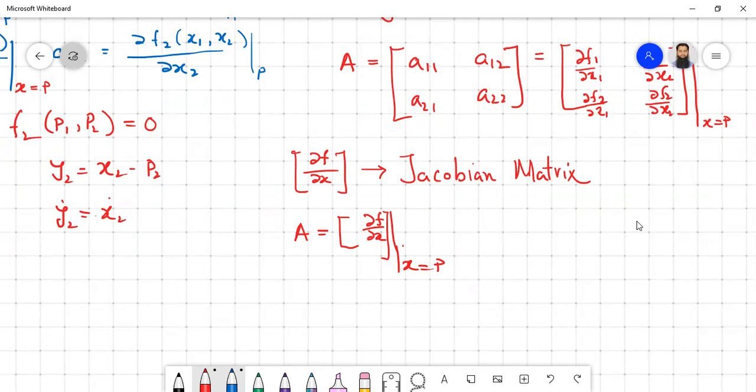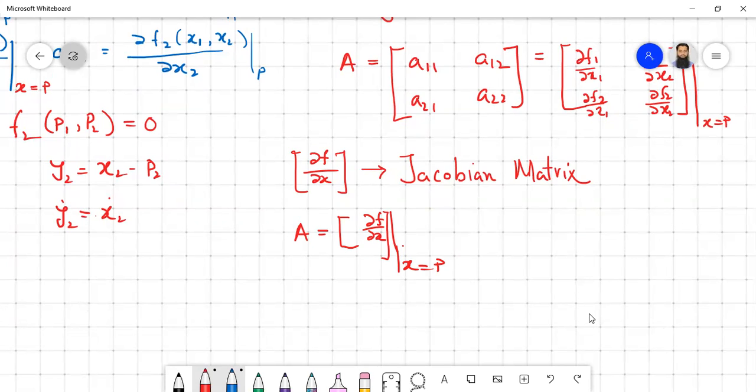I think this portion is already done in one of the previous classes: how to find the eigenvalues and how to figure out whether it is a focus, a stable node or unstable node, stable focus or unstable focus, or center. All this has already been figured out. Just the theory was not discussed, from where that A was coming. So this is the relevant theory related to that.